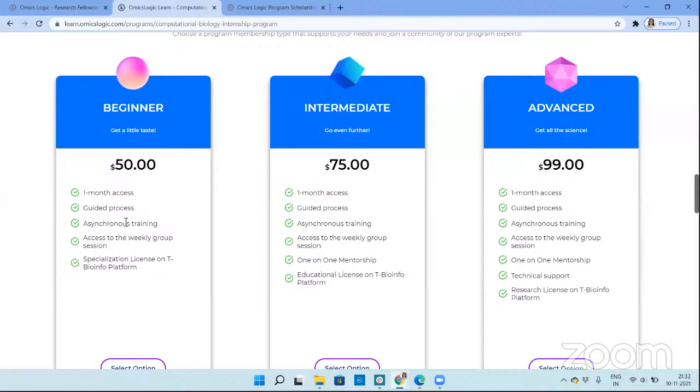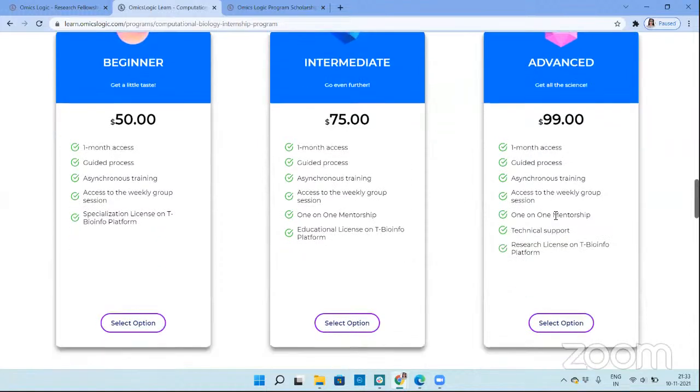Many times participants are not able to take up their doubts in a group session, maybe because they are not able to clarify their doubts clearly, or they require a one-on-one meeting with the mentor. That could be taken up in the intermediate license. And for the advanced license, we also provide technical support along with one-on-one mentorship.